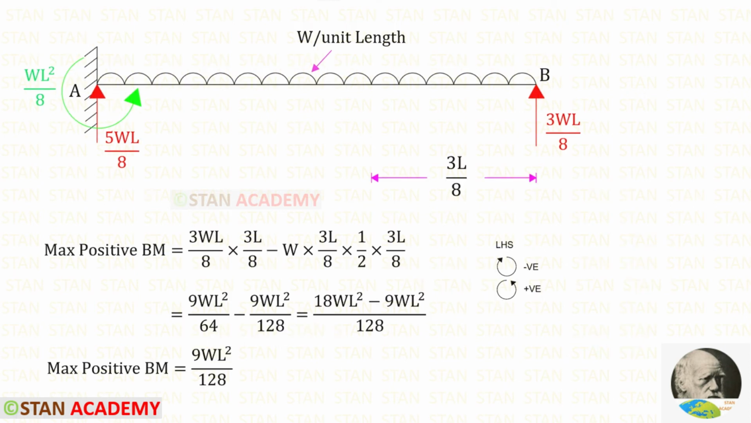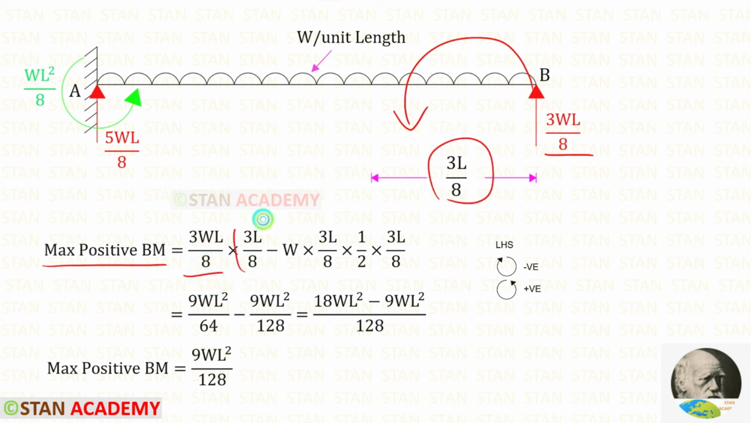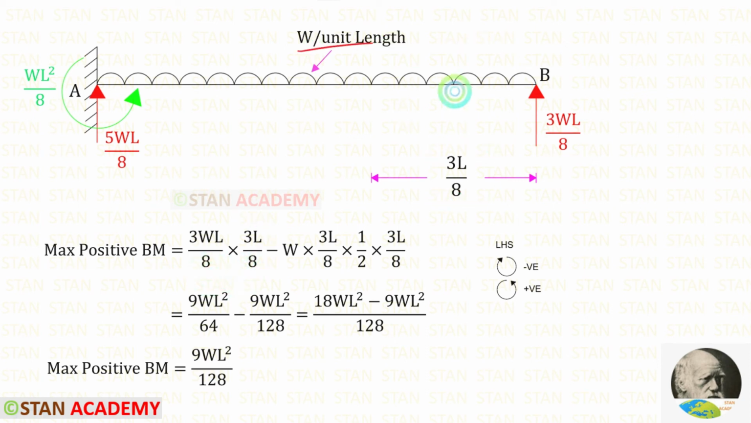Now, let us find the maximum positive bending moment. This load is acting in the anti-clockwise direction, so it will be positive, and the distance is 3L upon 8. The UDL is acting in the clockwise direction, so it will be negative. When the UDL comes, we have to multiply with the distance and distance by 2. L into L, we will get L square. 8 into 8, we will get 64. Here also L into L, we will get L square. 8 into 2 into 8, we will get 128.